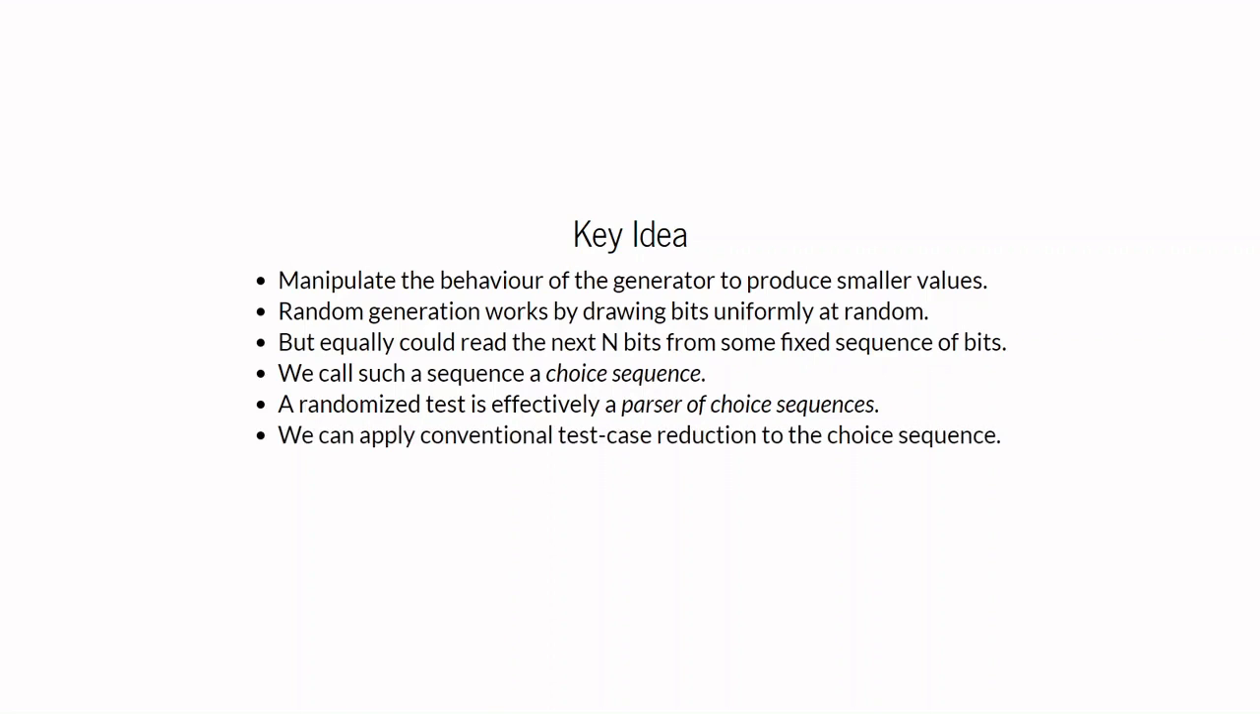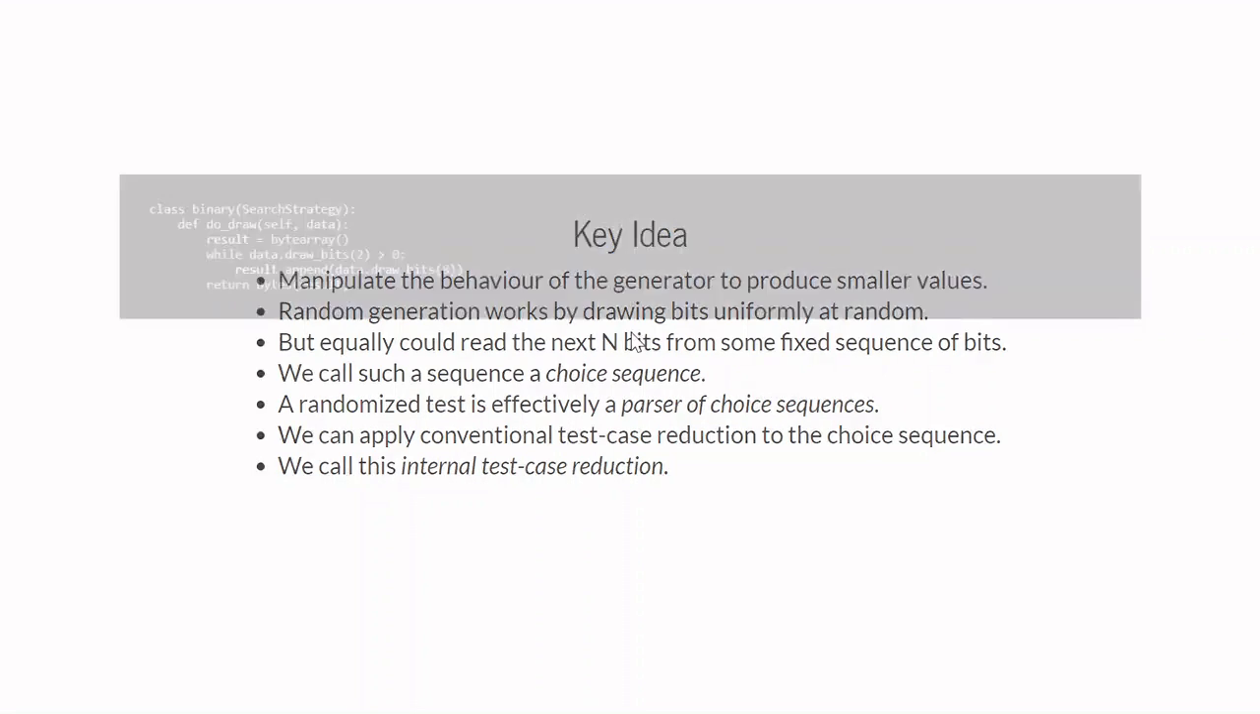And so as a result, we can apply any sort of conventional test case reduction to the choice sequence itself. And by doing so, we will reduce the size of the generated test case, because every part of the test case that we've produced involves some non-deterministic choices that we made in producing it. And so this won't necessarily be a perfect proxy for the size of the generated test case, but we found that in practice it's usually pretty good. And we call this approach internal test case reduction in order to contrast it with external test case reduction, where you apply it to the generated values. This is instead internal to the generation process.